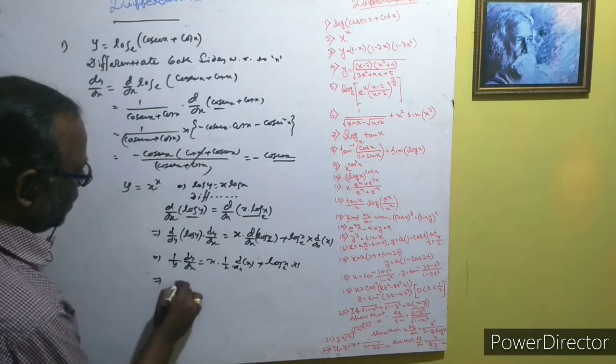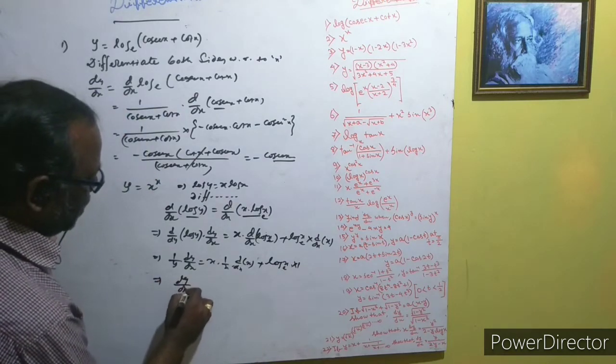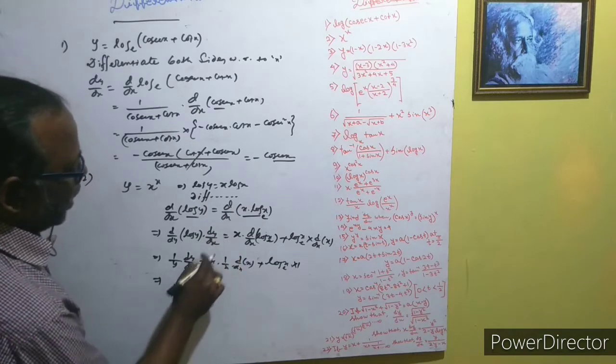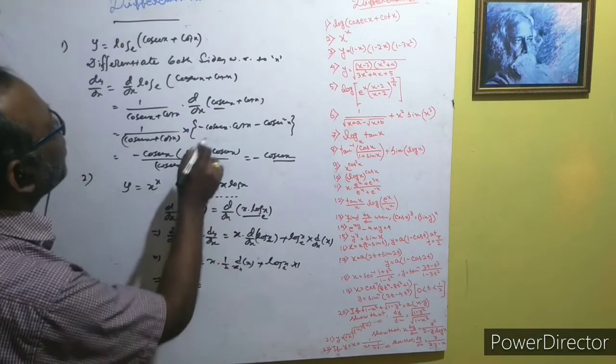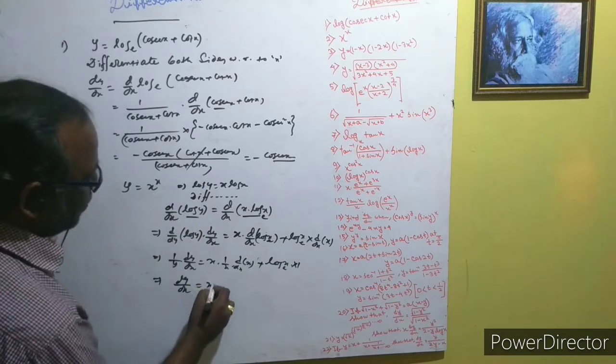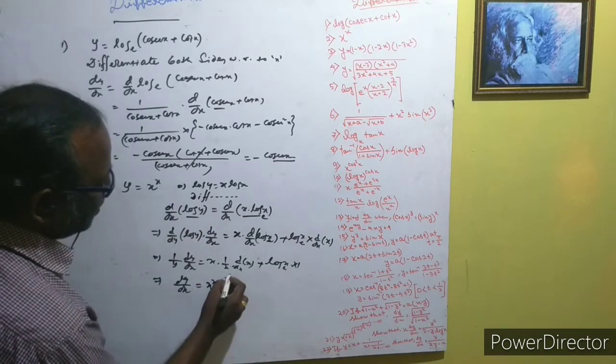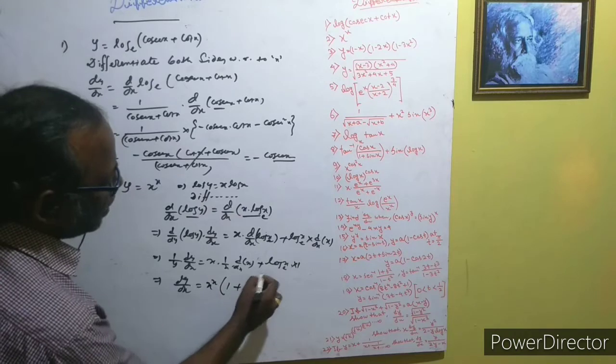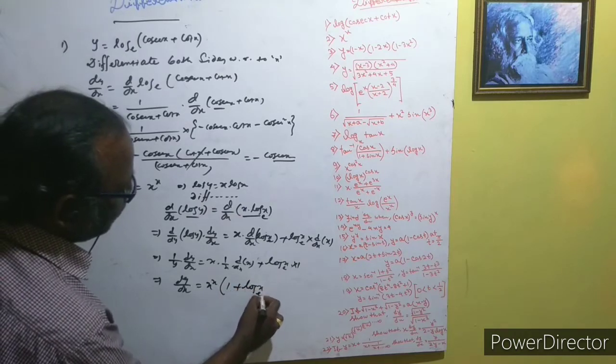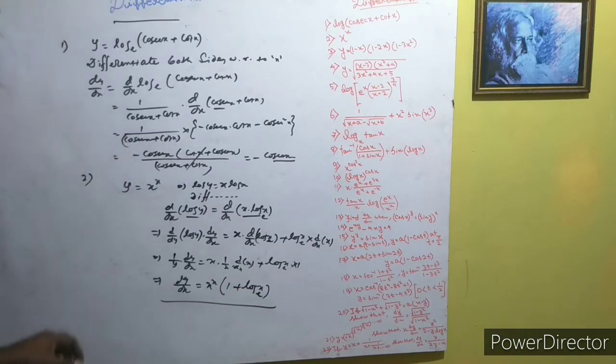So dy/dx is equal to y multiplied on the right hand side. Here y means x to the power x. The x's cancel, so this is 1, and the derivative of x is 1. See carefully, students. Now we have to discuss a different type of problem.